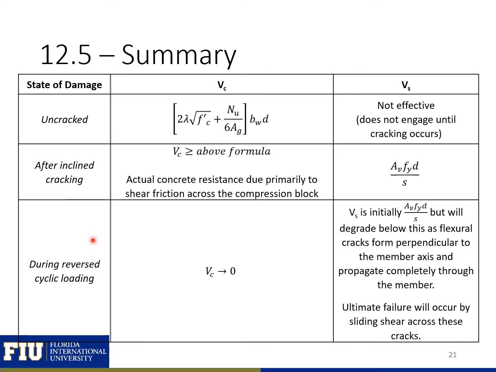So during reverse cyclic loading, our V sub C is going to progress to 0. As the shear cracks cycle and reverse, our concrete shear resistance is going to break down, and our V sub S is going to pick up what the V sub C is dropping off. So the V sub S will initially start at the value we can calculate under static shear, but this too is going to degrade as the flexural cracks open up. The shear reinforcement will become less effective. So ultimate failure is going to occur by sliding shear across these cracks.